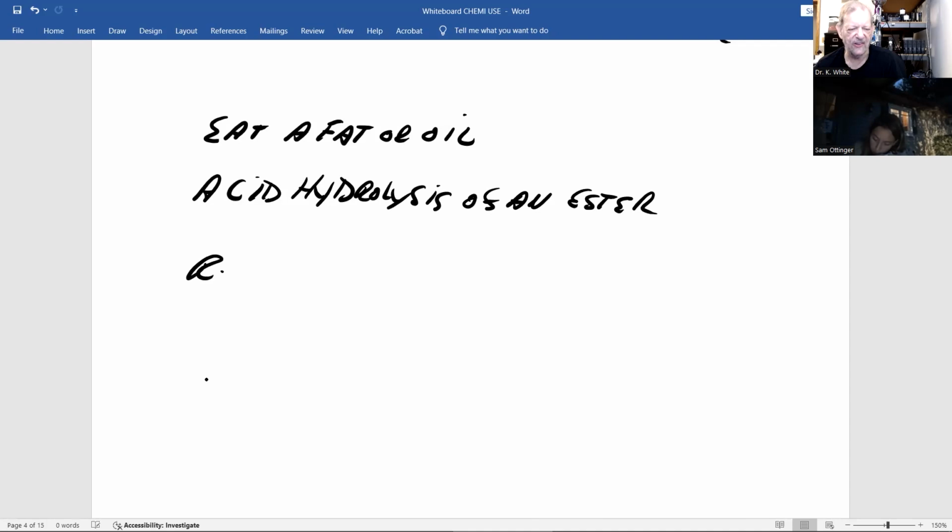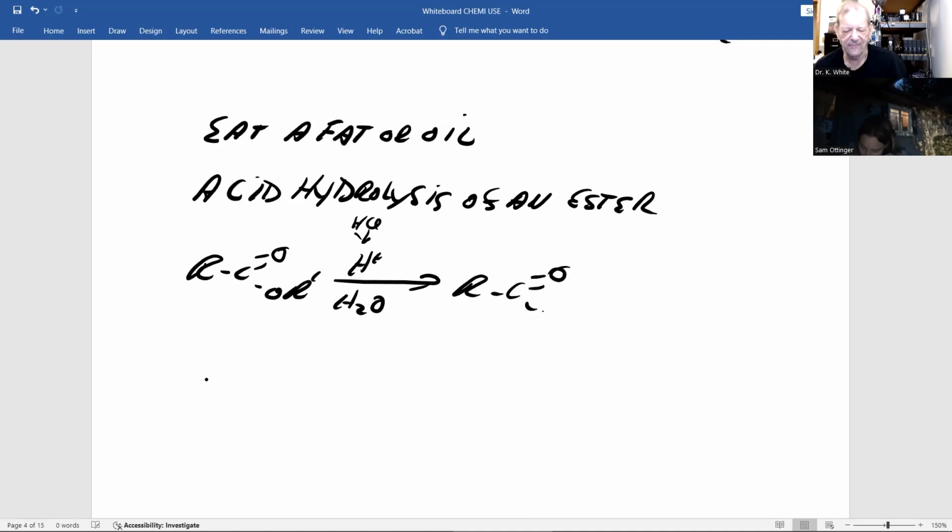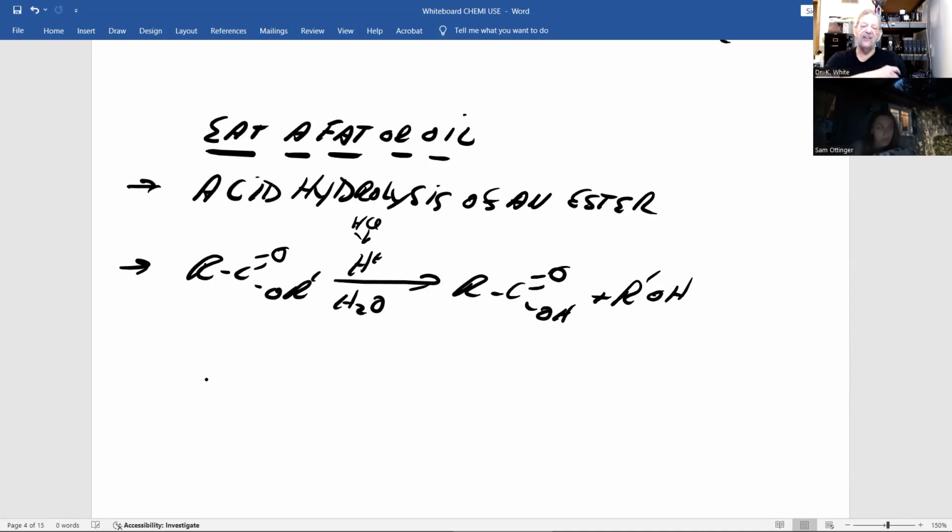And a general reaction you learned for test number 3: ester, acid and water. If you wanted to, you could also put HCl. And you get back the carboxylic acid plus the alcohol you would have used to make that ester. So you should know when you eat a fat or an oil, how to describe with words and a general reaction. That's acid hydrolysis of an ester.